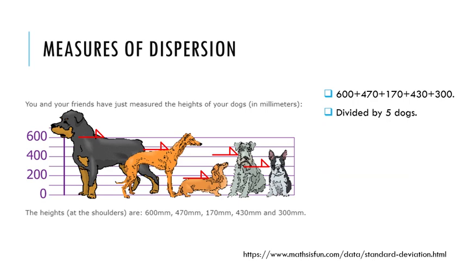So how did I do that? Just like this. I took 600 plus 470 plus 170 plus 430 plus 300 and divided by 5 dogs, and that's where I got 394. But you probably already caught on to that.